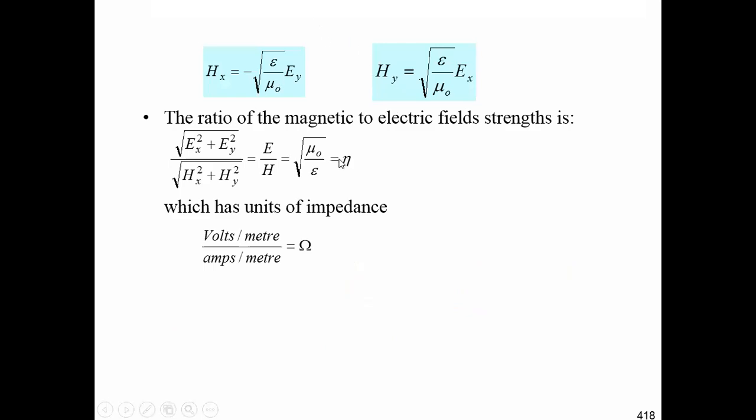See, I told you this symbol, eta, square root of mu naught upon epsilon naught. So see, it has been proved why it is ohm. Volt per meter, ampere per meter. Meter gets cancelled, volt per ampere. This is nothing but ohm.